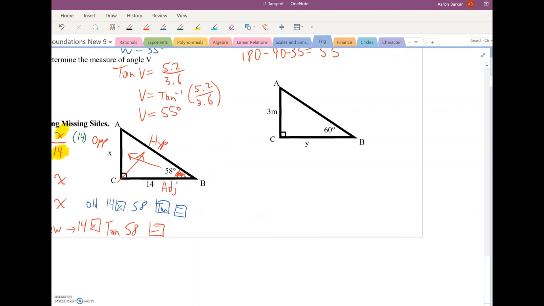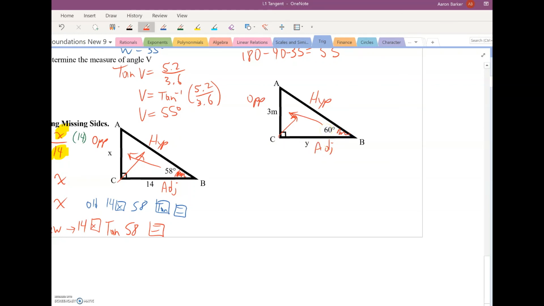Next one, we are going to label our HOA. So we're going to find side Y. So label your HOA. The hypotenuse is across from 90 degrees. The opposite side is opposite the angle that's given to us, because that's our angle of interest. And the side that's left over is the adjacent side.